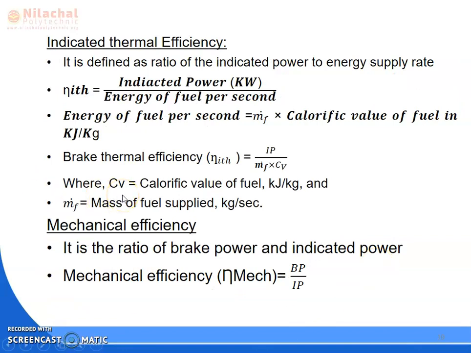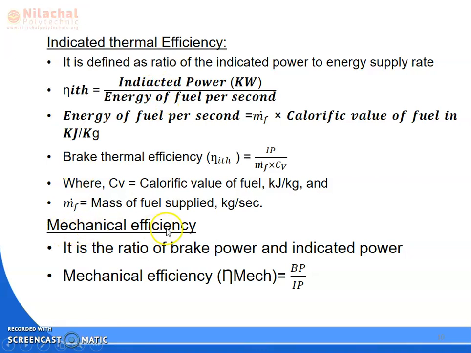Then we will discuss indicated thermal efficiency. As the name says, indicated thermal efficiency means your output is indicated power and your input is the energy of fuel supplied per second. That is the mass flow rate of fuel into its calorific value. So mathematically, indicated thermal efficiency is indicated power divided by mass flow rate of fuel into its calorific value.